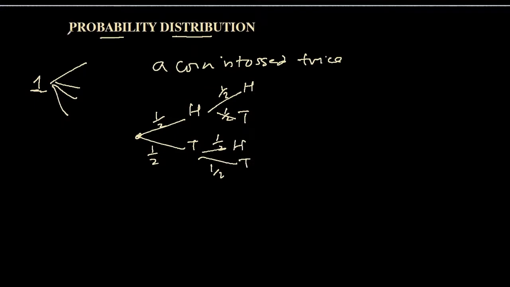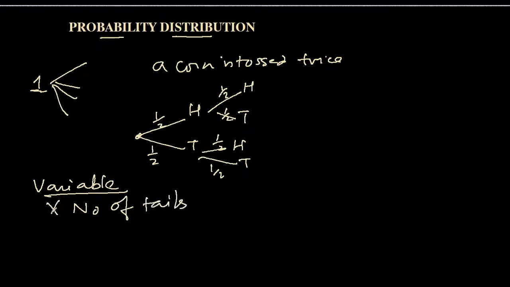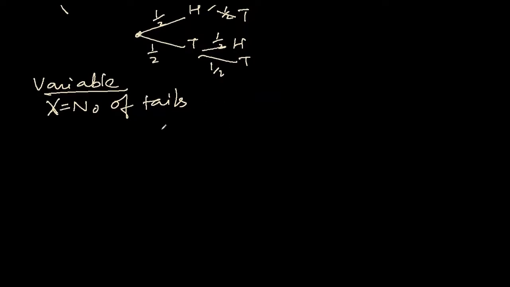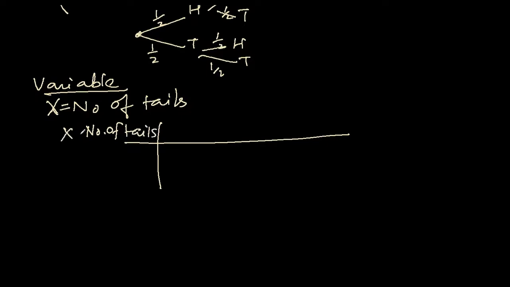Now for probability distribution, we always look for a variable. So in this example of two tosses of a coin, I'll take the number of tails as our variable and we'll call it x. Usually it is called x. So now what will we do? We'll make a table, a probability distribution table. We'll write here number of tails x, and here we'll write probability of that x.